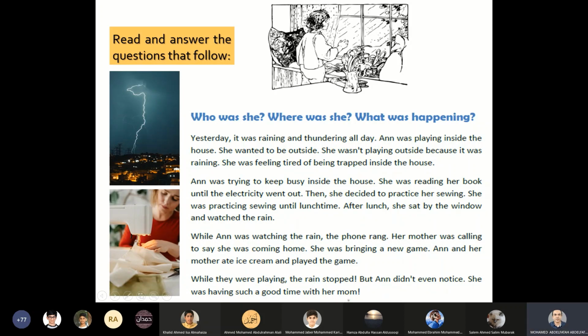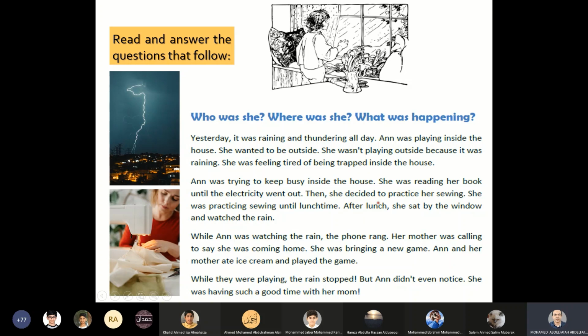Now, students, I am going to read again, so pay your full attention and get ready to answer the questions that follow. The title of the reading is Who was she? Where was she? What was happening? Yesterday it was raining and thundering all day. Anne was playing inside the house. She wanted to be outside. She wasn't playing outside because it was raining. She was feeling tired of being trapped inside the house. Anne was trying to keep busy inside the house. She was reading her book until the electricity went out.